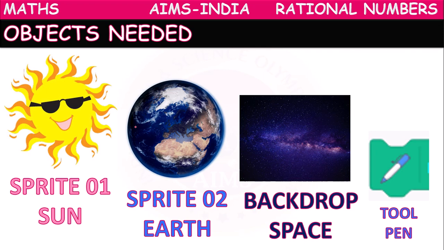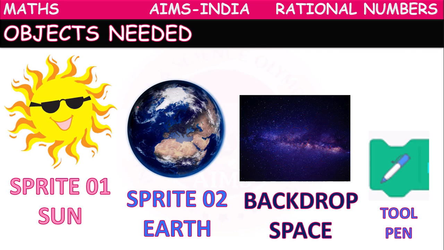So our main project is we have to take a backdrop of space. In the middle we have to take the sprite sun at the middle of the space, and around the sun we have to move the planet earth. While the earth is moving, one line is to be drawn with the help of the pen tool. So this is our project idea children.